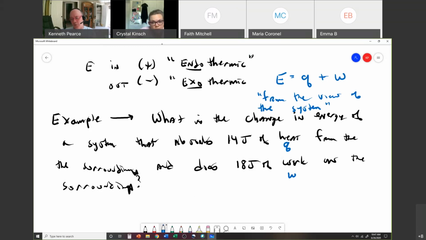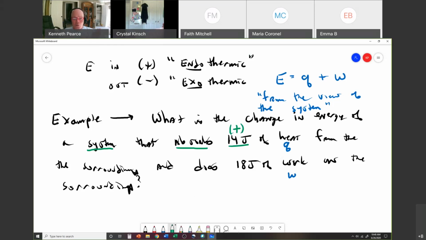All right, now what does that mean? Well, if the system is losing heat, then the surroundings must be gaining. If the system is gaining, then the surroundings must be losing. The wording makes all the difference in the world. We say a system absorbs 14 joules. The system absorbs 14 joules. That means energy is going into the system. So the sign for that 14 joules must be positive because the system absorbs.